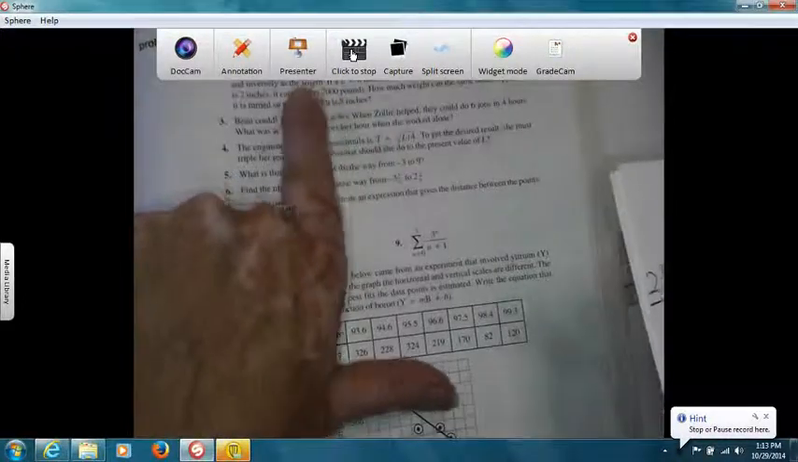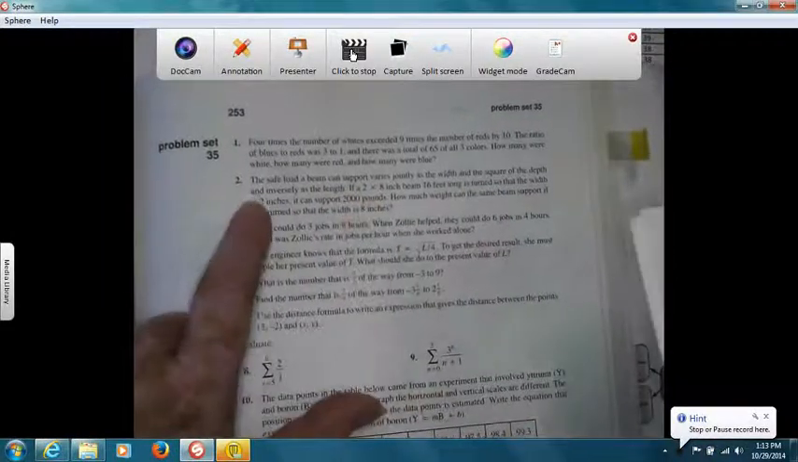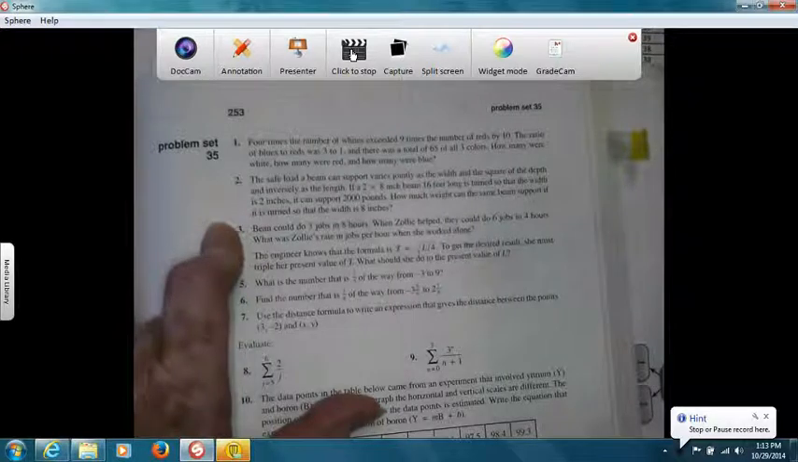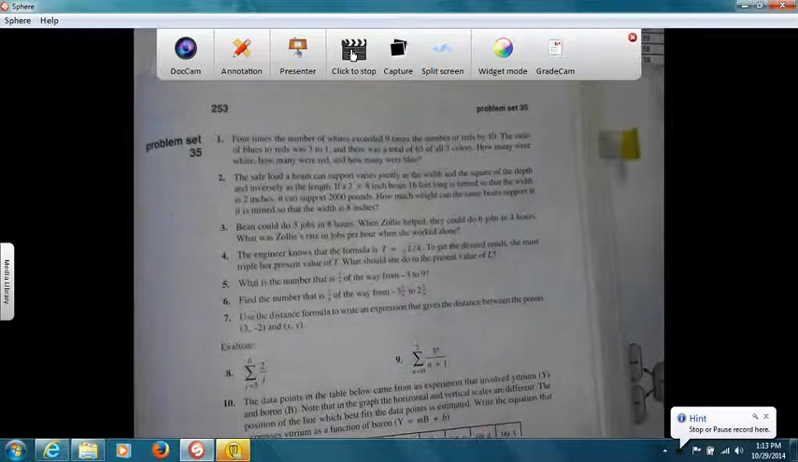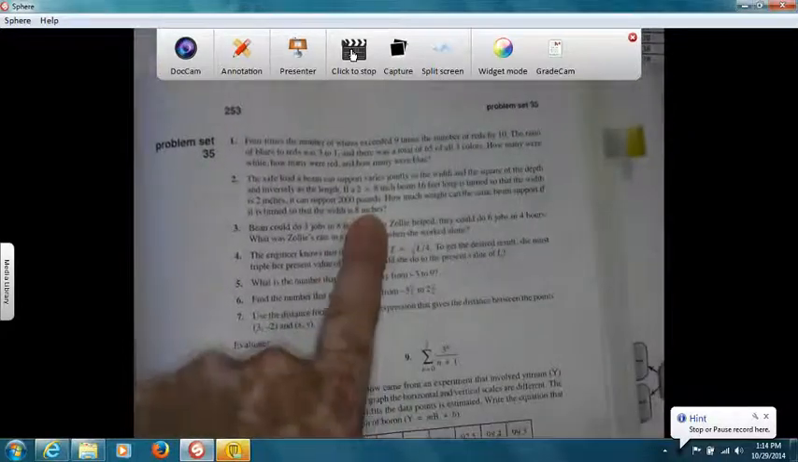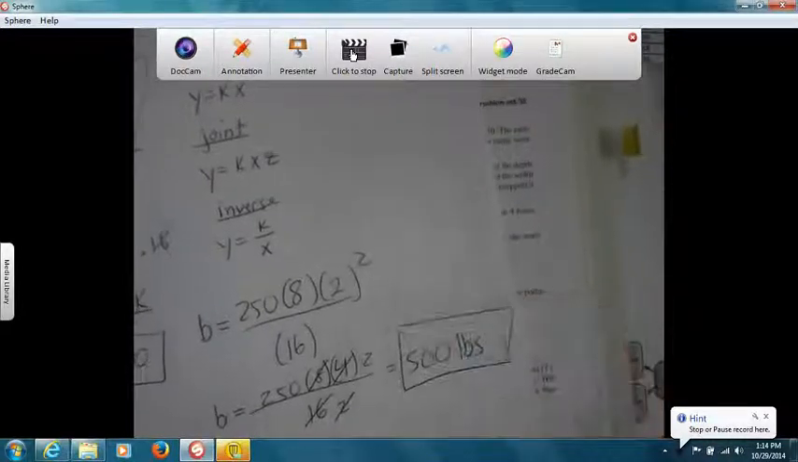Where's the pounds? Let's see. The load varies, and so on. How much weight? Are these in pounds or not? What's the square depth? There it is. There's the word pound. So I know that it's pounds. There we go.